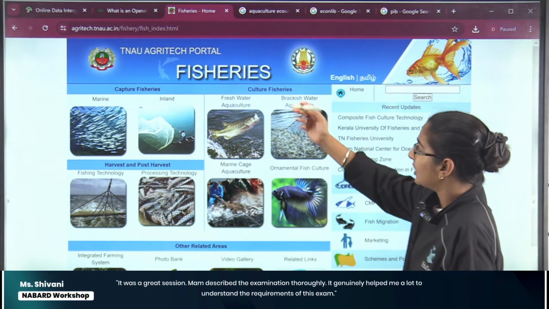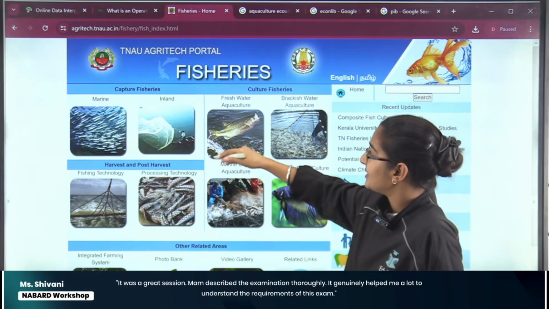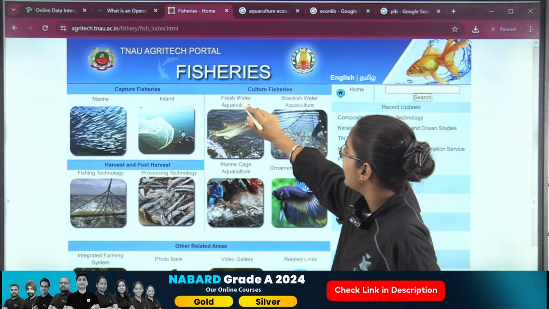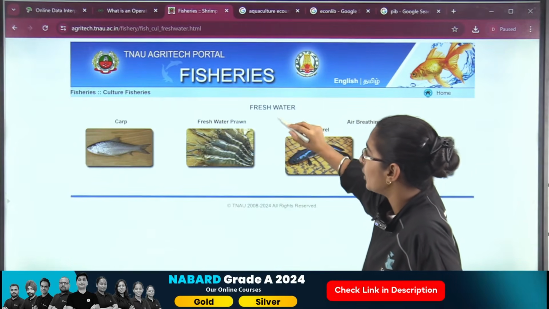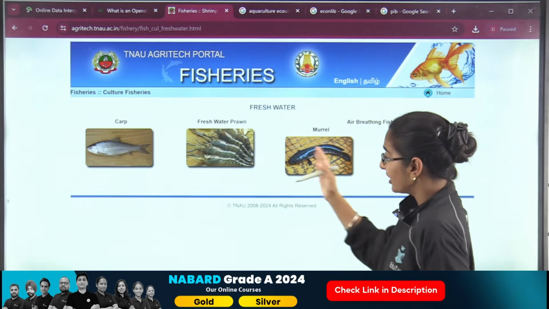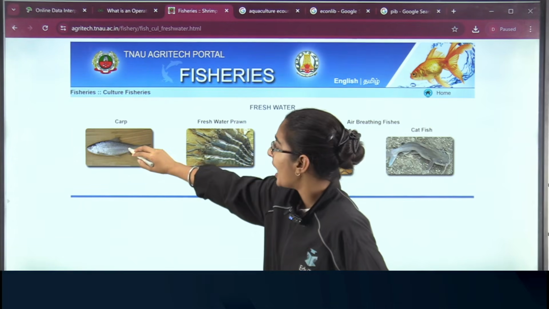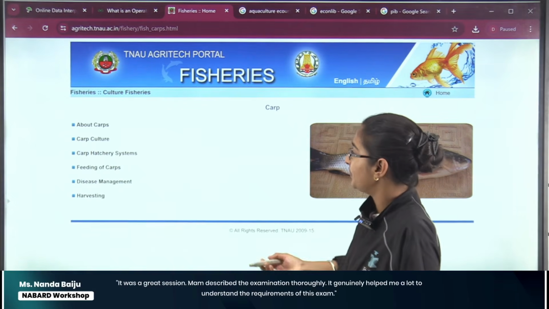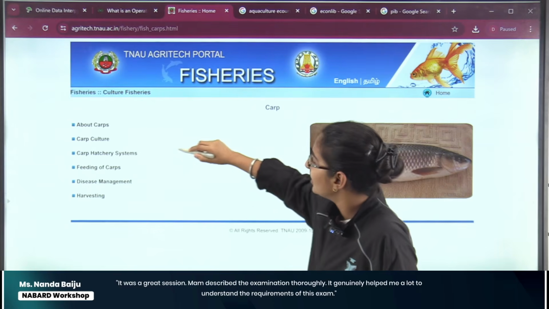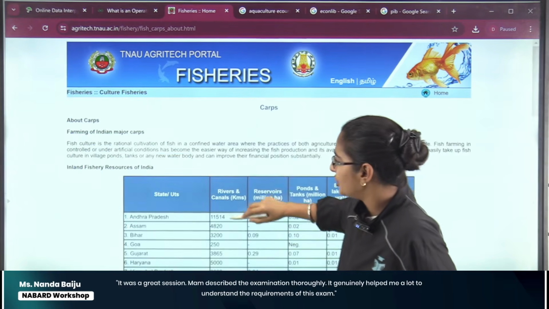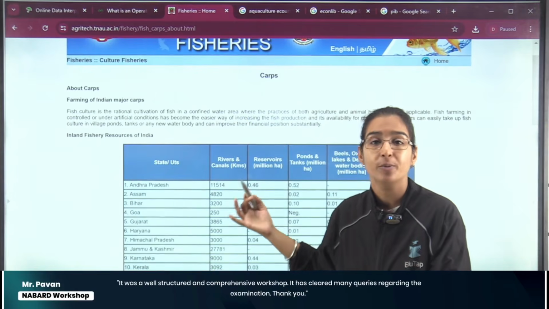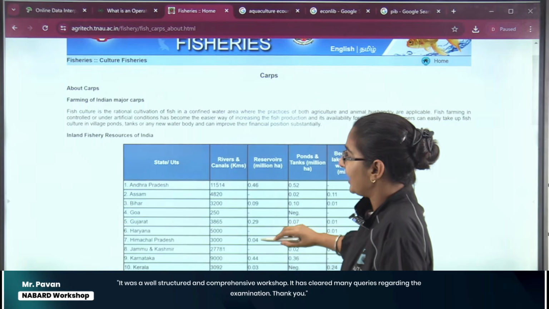See, if you look at fisheries, there are different types. They have included capture fisheries, culture fisheries. Again, if you go to freshwater fisheries, they have given different categories. Carps is a very important topic from the NABARD perspective, and there they have given information about carp culture and everything, right? So if you are reading about carps, again you have to be very selective. How to be very selective, right?